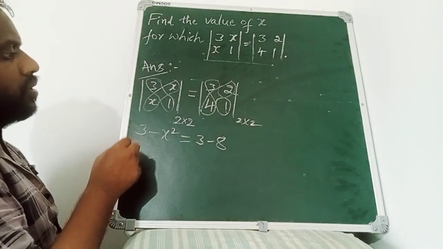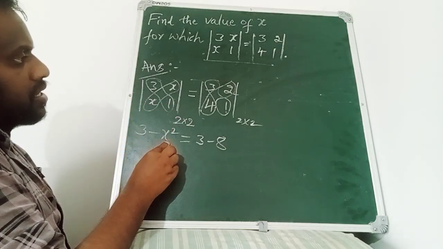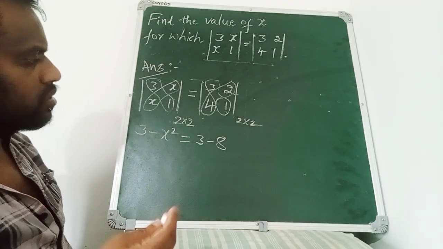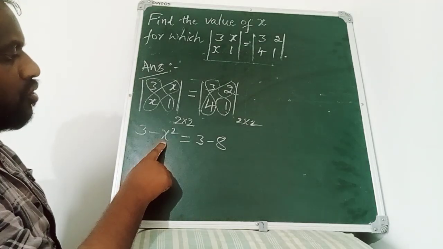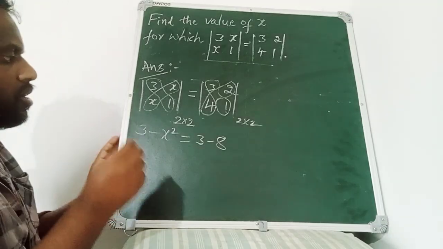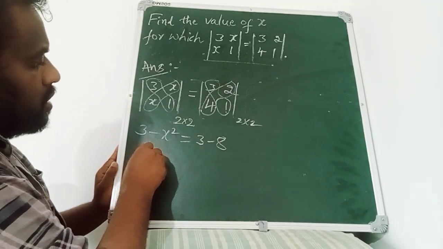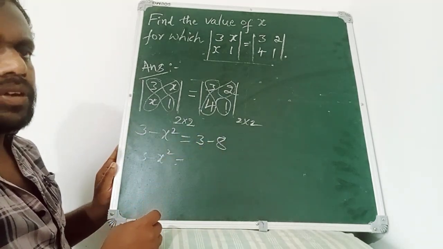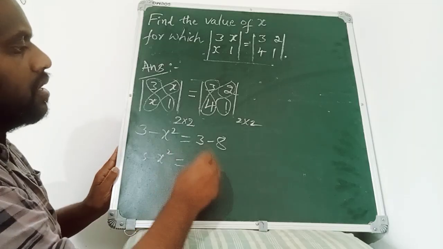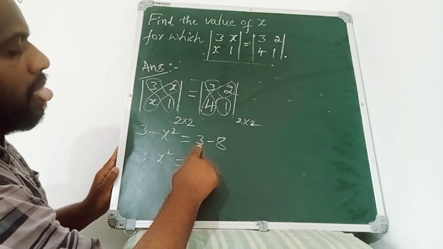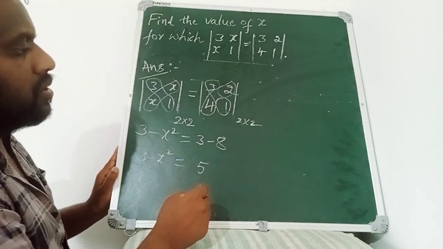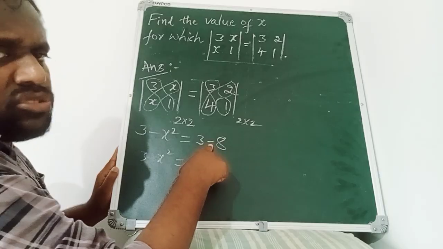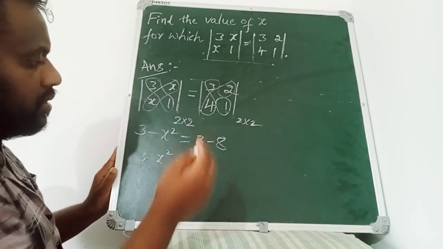Okay. So the determinant of this is this: 3 minus x square. The determinant of this is this. Now simple, you have to find the value of x using this equation. Before that, write this as it is: 3 minus x square equals 3 minus 8. What is 3 minus 8? It is minus 5, because 8 minus 3 is 5. 8 is the bigger number, and the sign before the bigger number is minus. This minus I will put here.